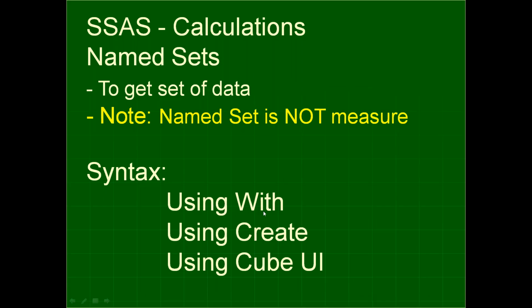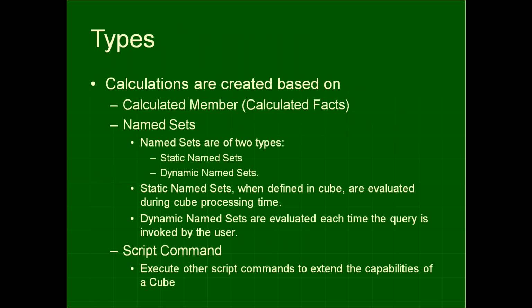So again, we use WITH, CREATE, and CREATE SET on the cube. A named set is not a measure, it is a dimension. A named set is not a measure, it is dimensional data. On this, if you want to filter something, for example, we have static named sets and dynamic named sets. Static named sets, when defined in a cube, are evaluated during cube processing time. Dynamic named sets are evaluated each time the query is invoked by the user.